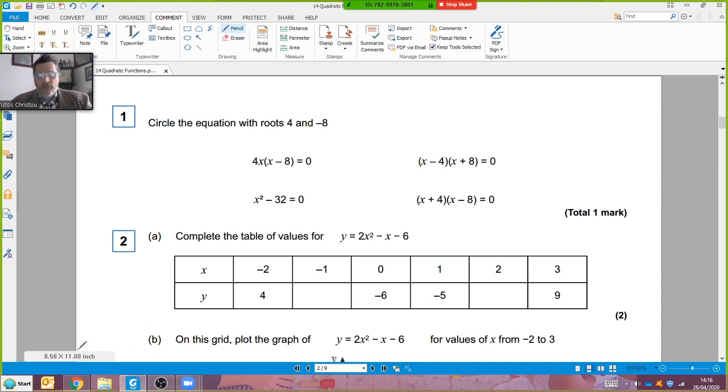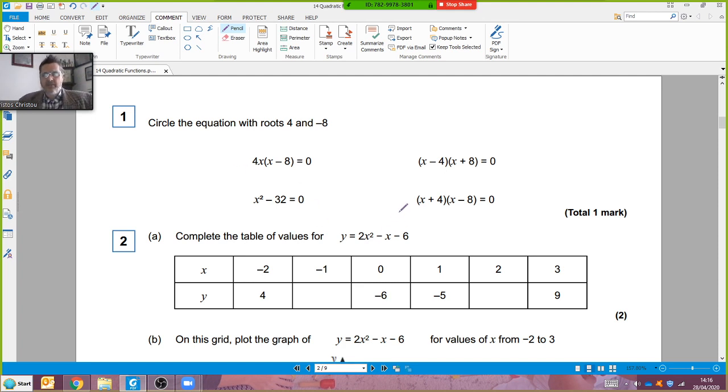If you put 4 in there, you're going to go for 4 take away 4 is 0. Try the -8 in there, -8 plus 8 is 0. That is the actual graph that has these roots. So there's a mark straight away.